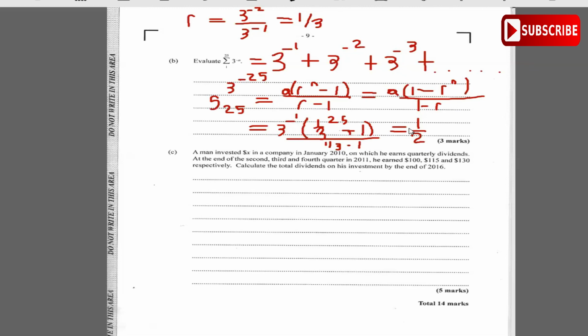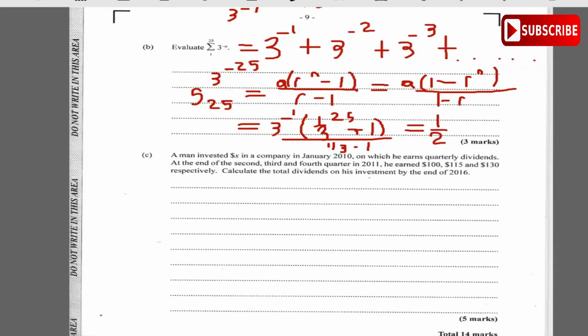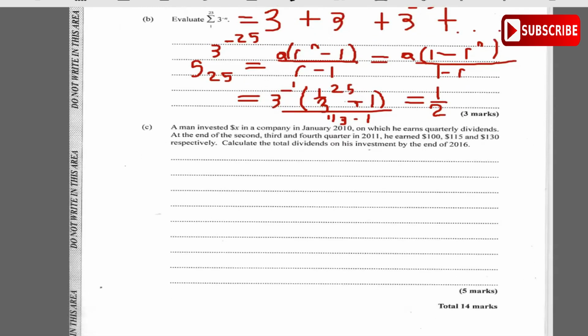Now part C. Part C says a man invested X dollars in a company in January 2010, on which he earns quarterly dividends, and at the end of the second, third and fourth quarter in 2011, he earned 100, 115, 130, respectively. Calculate the total dividends on the investment by the end of 2016.